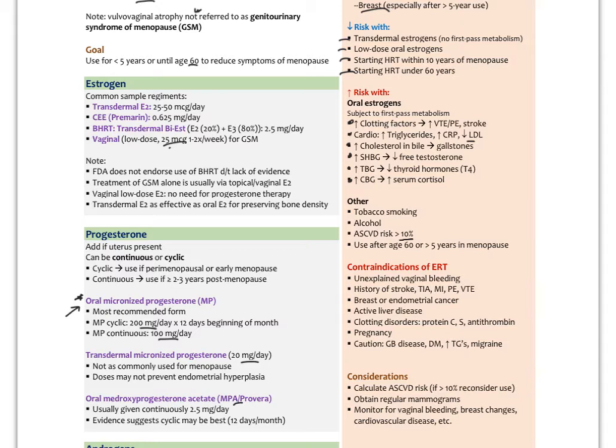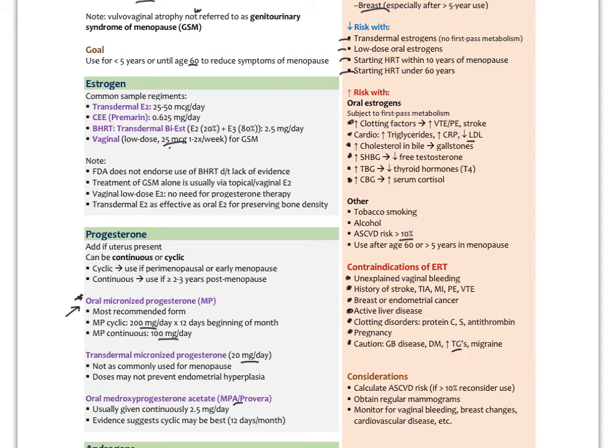Contraindications for ERT in menopause would be unexplained vaginal bleeding, history of stroke, TIA, MI, PE, venous thromboembolism, breast or endometrial cancer, active liver disease, clotting protein disorders like protein C, S, antithrombin, pregnancy, and then use caution with gallbladder disease, diabetes, increased triglycerides, and migraines. It could precipitate migraines for some women. All right, so those would be contraindications for ERT, not just for menopause, I should say, but for any woman.